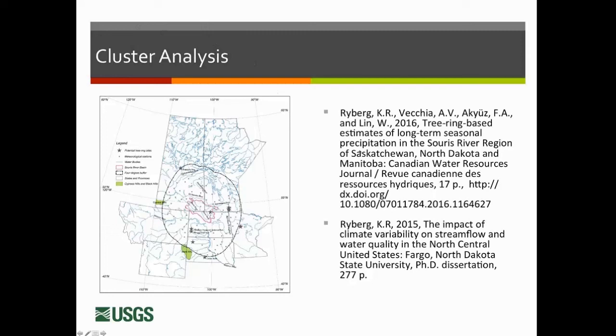Where I did cluster analysis again. This is looking at the Souris River Basin of Saskatchewan, North Dakota, and Manitoba. Wanted to use a tree ring precipitation model to hindcast long-term seasonal precipitation back hundreds of years. And I used a region greater than the Souris River Basin. And the stars represent tree rings. The dots represent where there were long-term meteorological stations.